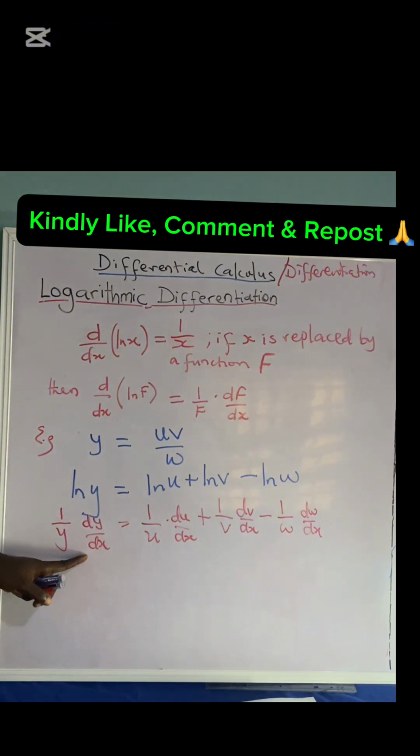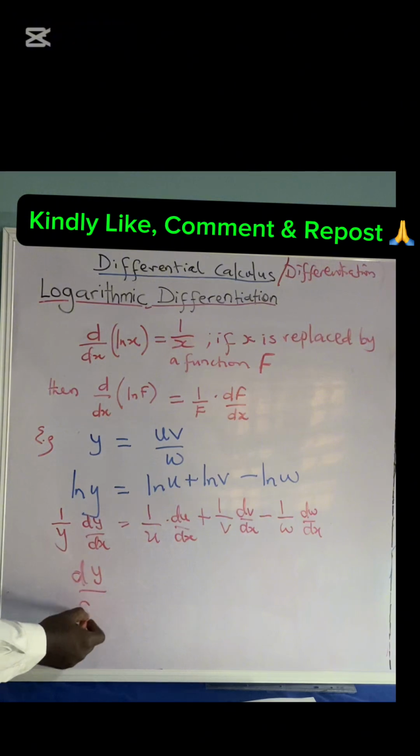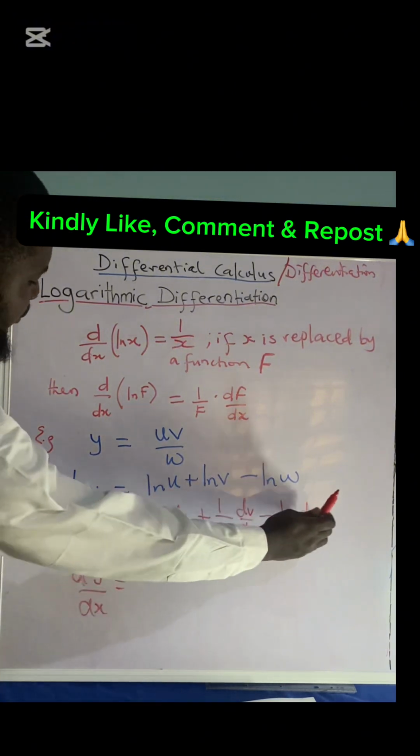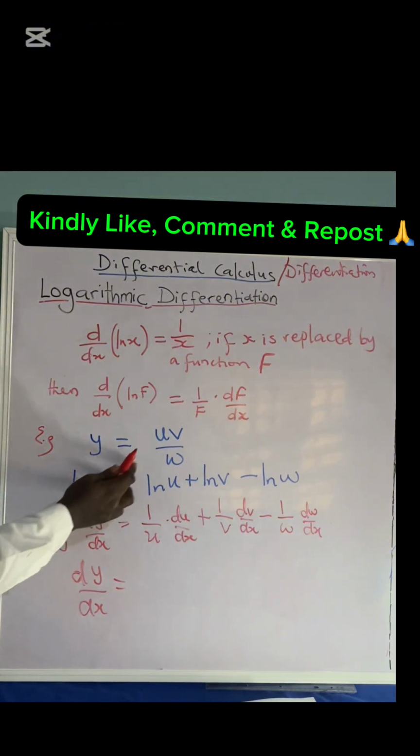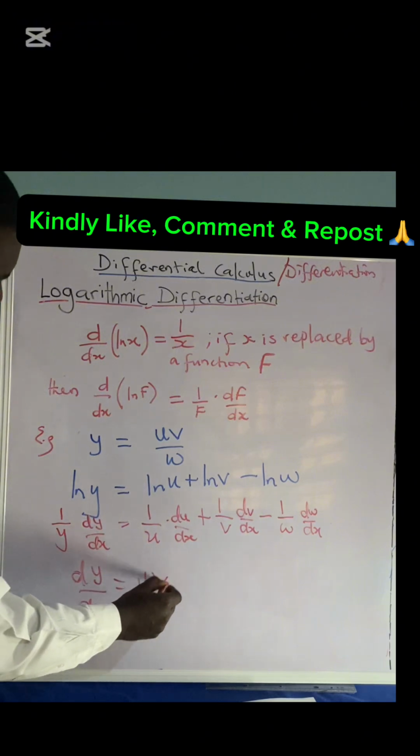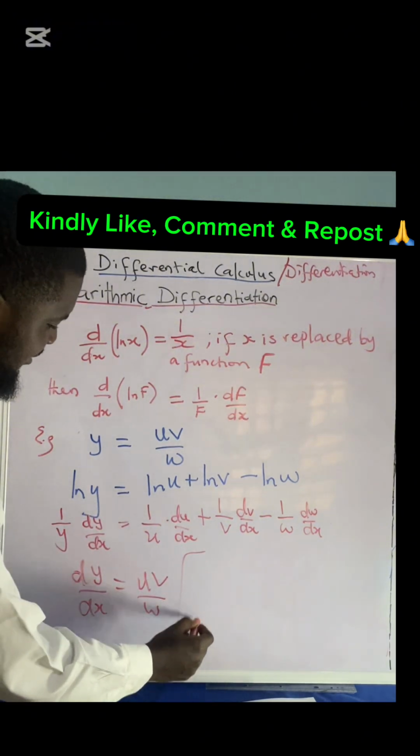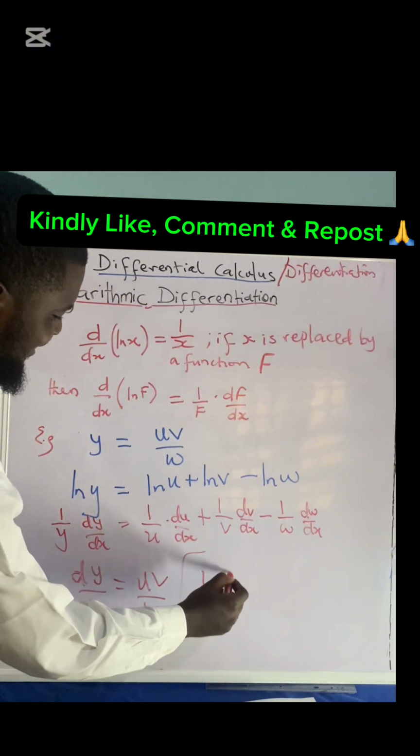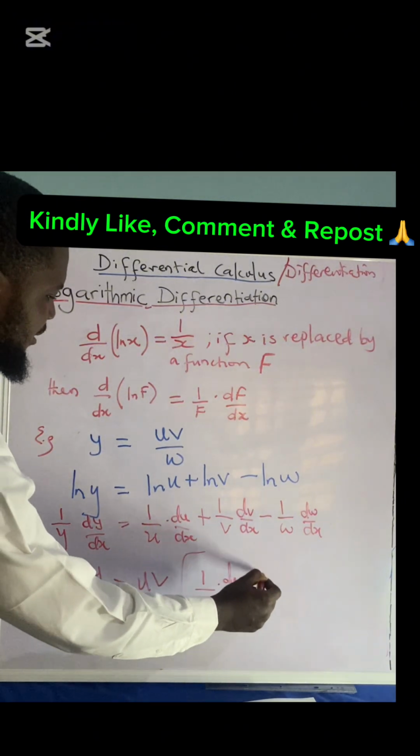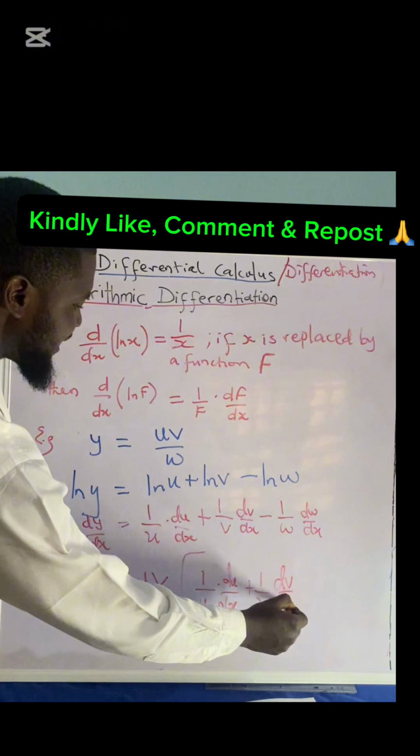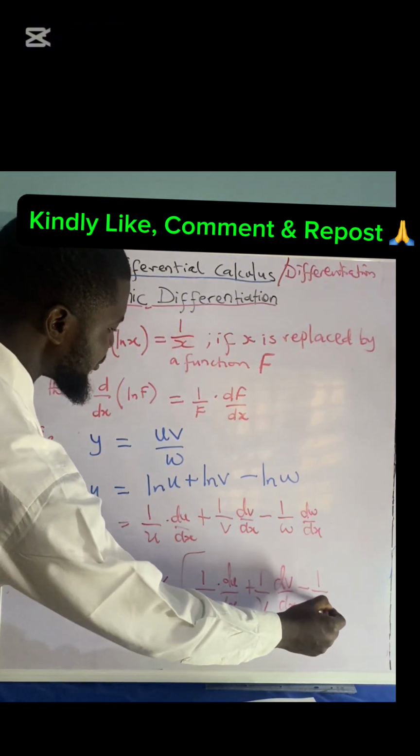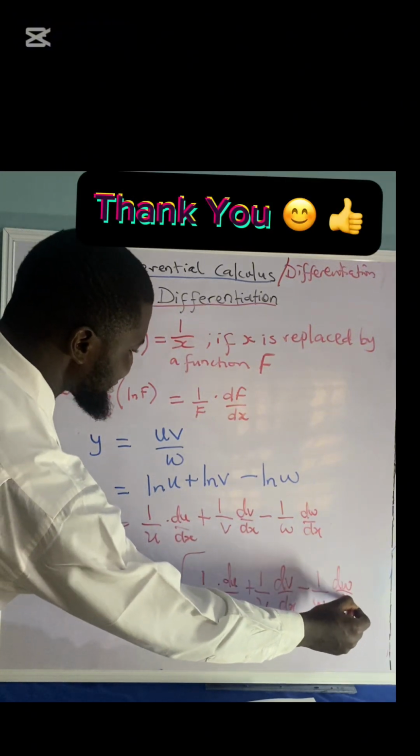Since we are looking for dy dx, we then make this the subject of the formula. And how can we remove this? By multiplying all through by y. So by the time you multiply this by y, this will cancel out. So we are left with dy dx equals, if I multiply all this by y, and what's our y originally? uv over w, into bracket 1 over u du dx plus 1 over v dv dx minus 1 over w dw dx.